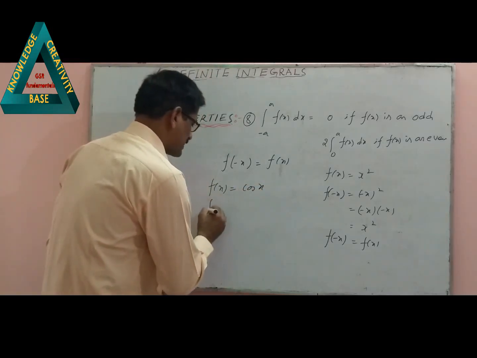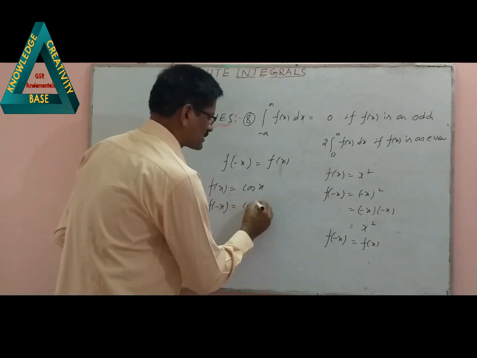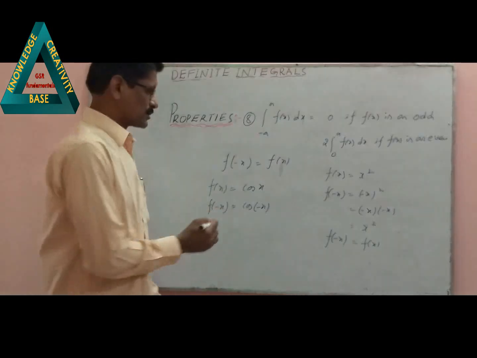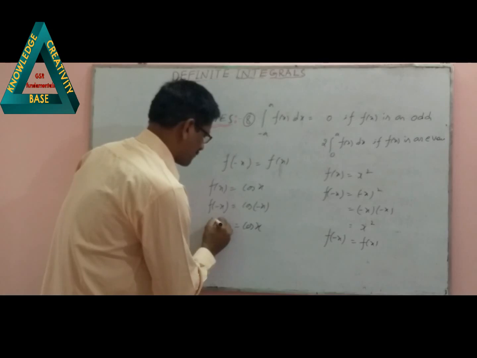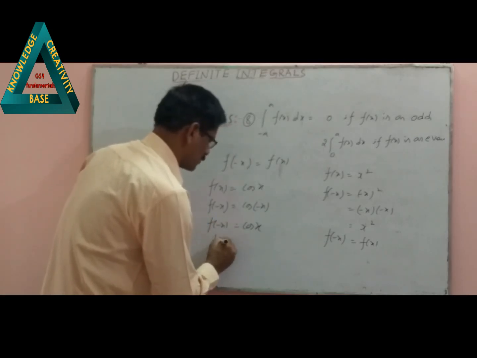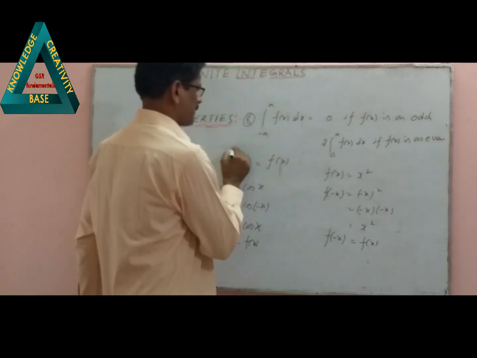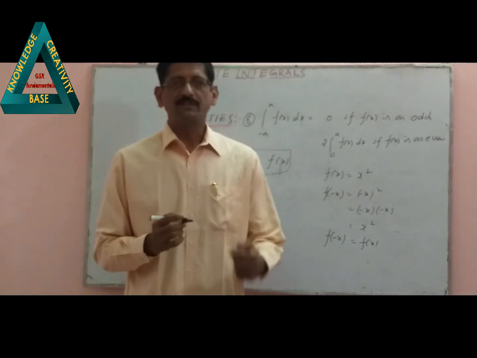Right, in place of x, write minus x. That means by the definition, f of minus x is equal to cos of minus x. We know that cos of minus theta is equal to cos theta. So cos of minus x is equal to cos x. So f of minus x is equal to f of x. So the condition is satisfied. When this condition is satisfied, that function f is called an even function.